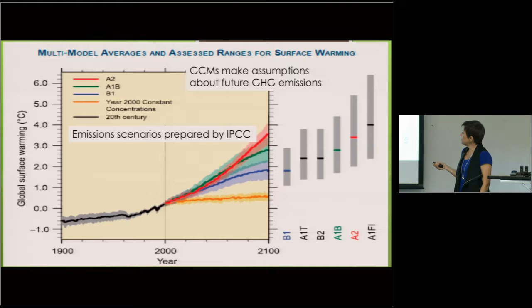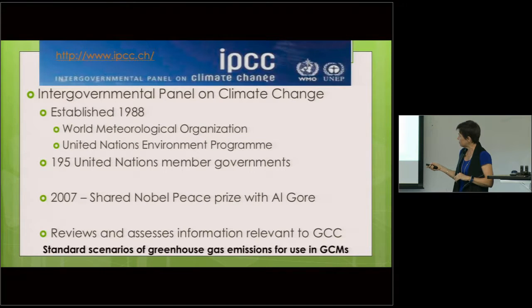So not only do individual institutions differ in how they model, but we can also look at different emission scenarios. So if, say, we stopped using fossil fuels entirely, what will happen? Or if we keep using fossil fuels as we are now, what will happen? They make assumptions about how much greenhouse gases will be produced in the future based on different scenarios that are produced by this institution called the IPCC, which I'll talk about next.